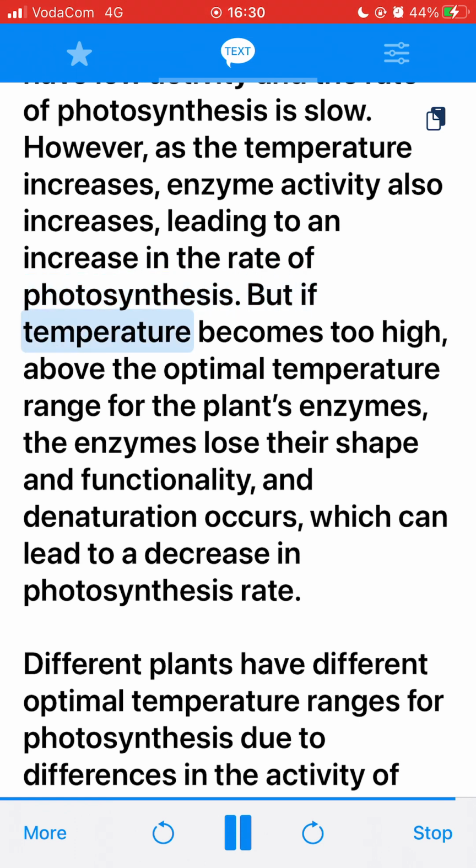But if temperature becomes too high, above the optimal temperature range for the plant's enzymes, the enzymes lose their shape and functionality, and denaturation occurs, which can lead to a decrease in photosynthesis rate.